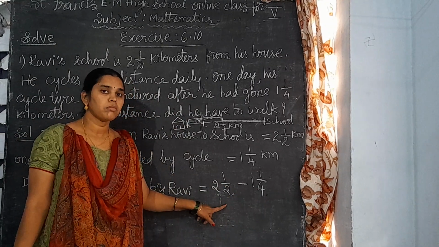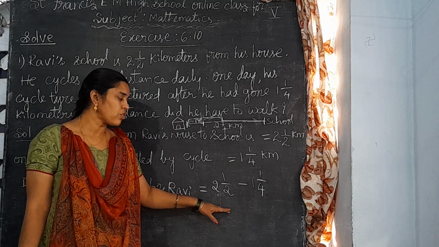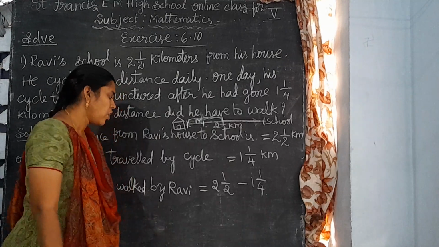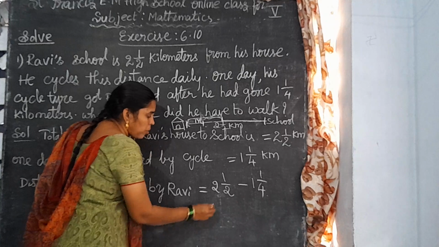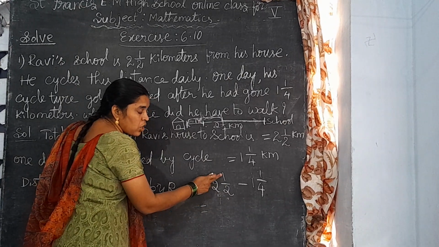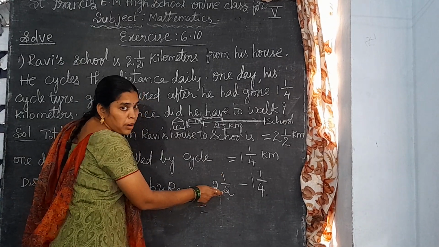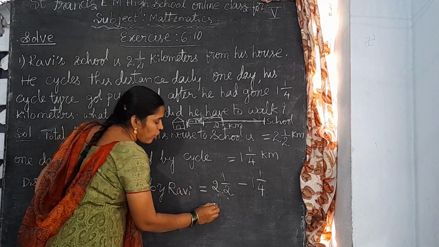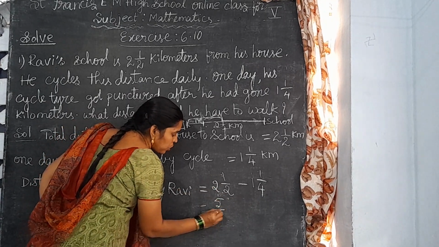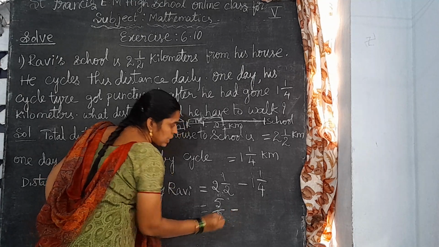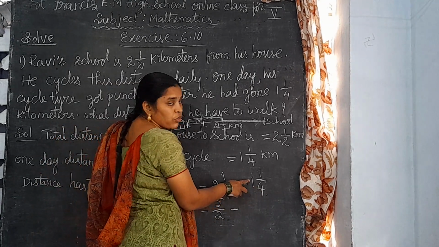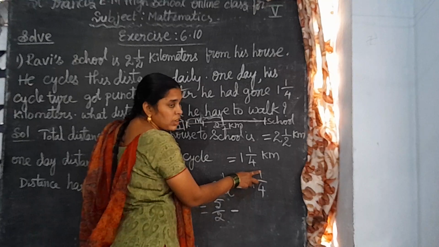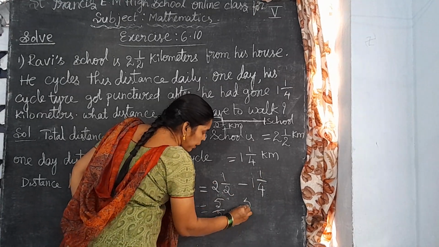What are these fractions? 2 1/2 is a mixed fraction. So first you convert into improper fraction. How to convert? You know that. Denominator into whole number plus numerator, by the same denominator. 2 twos are 4. 4 plus 1, 5. So 5/2 minus 1/4. 4 ones are 4. 4 plus 1, 5. So 5/4.